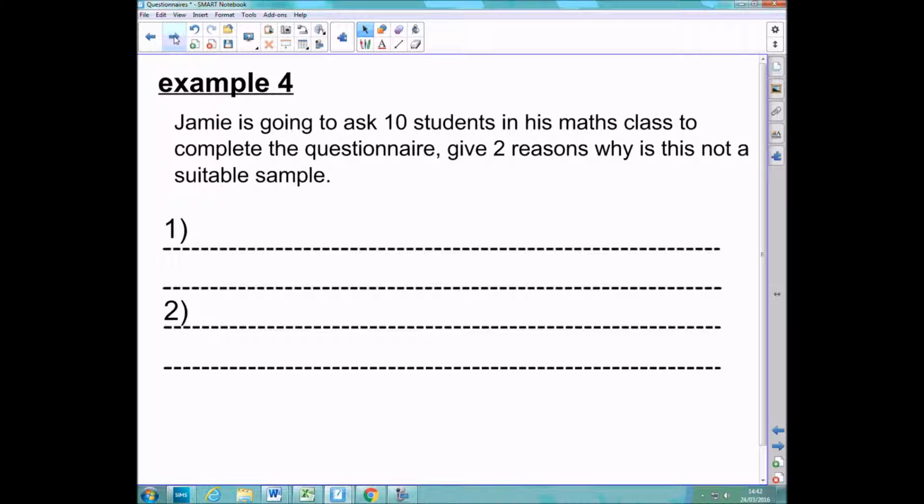What we're looking for here is ways that the people that he's chosen are not random. The first thing to be looking out for is how many people he asks. 10 is a very small number of people, so we can say that the sample size is too small. Unless he's choosing about 100 people or more, the sample size is probably going to be too small. That's the most common answer for this.